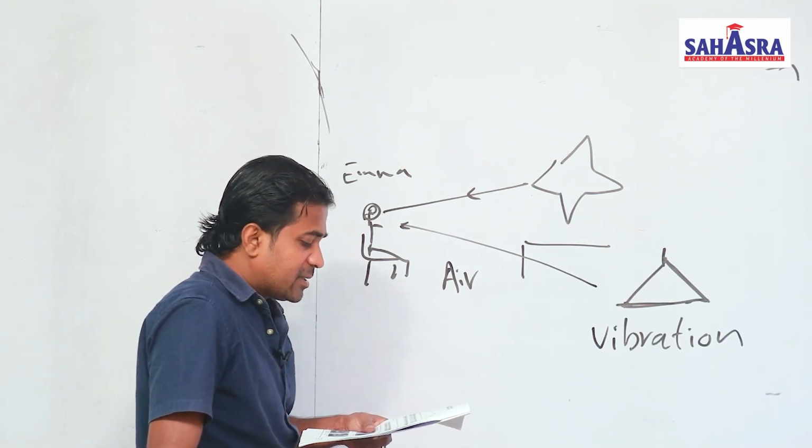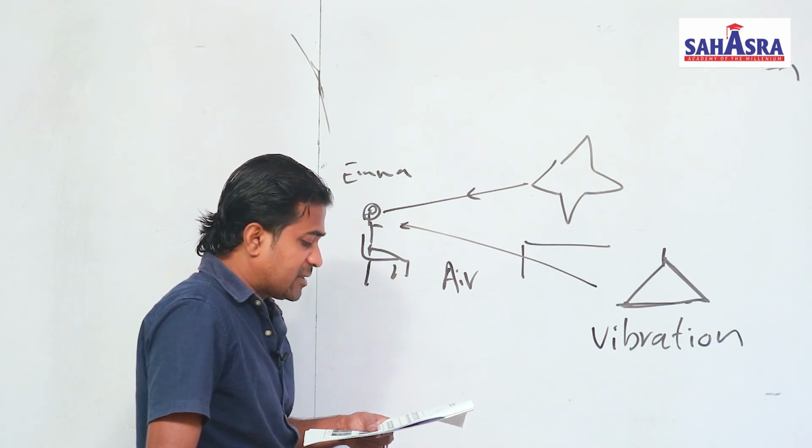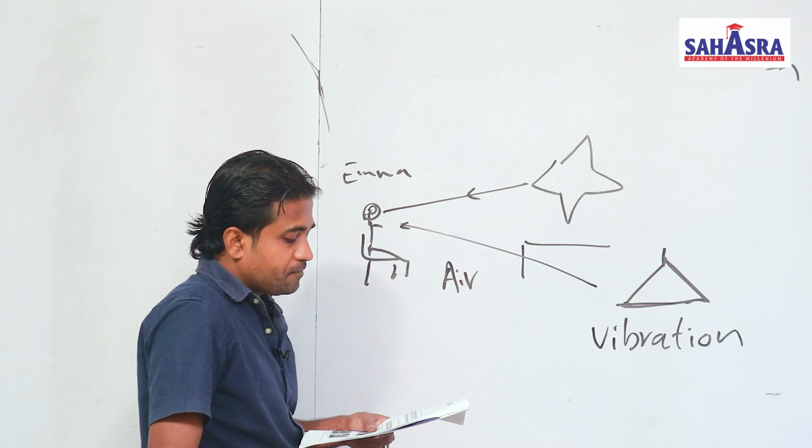Describe how the distance the people are from the triangle affects the volume of the sound they hear.